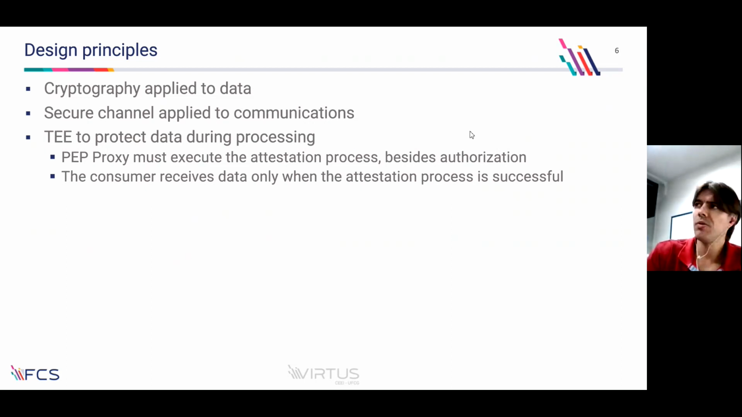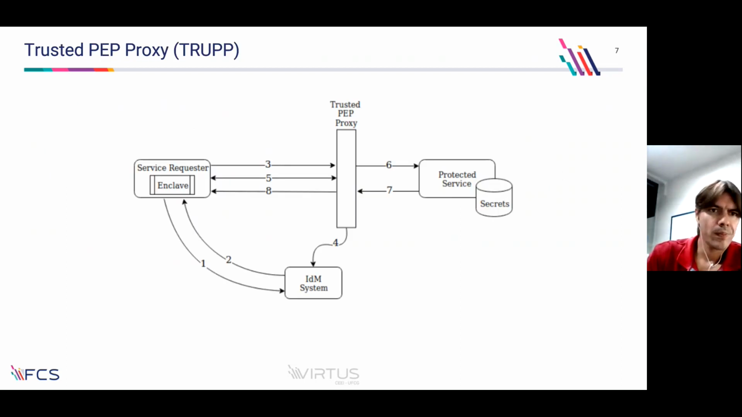The authorization process only verifies if the consumer, the requester, has permissions to access data. So besides checking the authorization, if the requester has permission, the policy enforcement point proxy will also verify if it really runs inside that trusted execution environment. The consumer receives data only when the attestation process is successful. This means that it really runs a trusted application inside a TEE. It is the component we have here, the access requester.